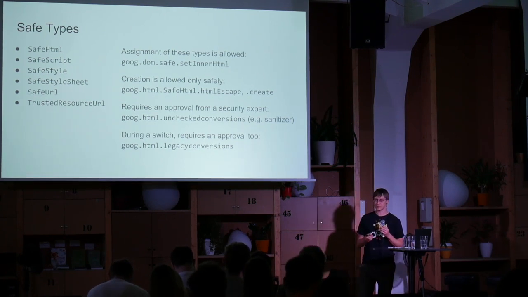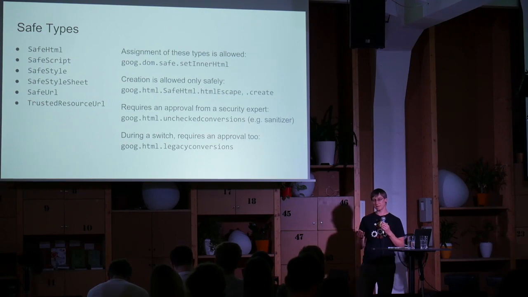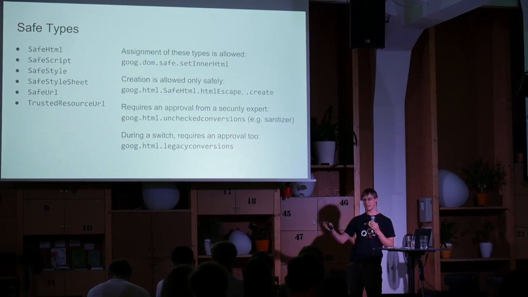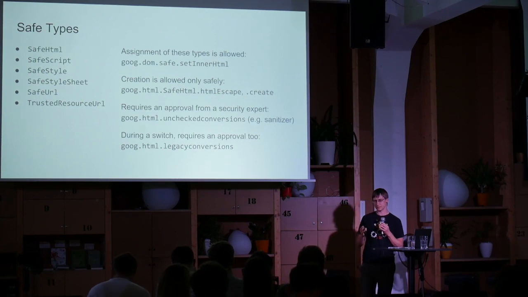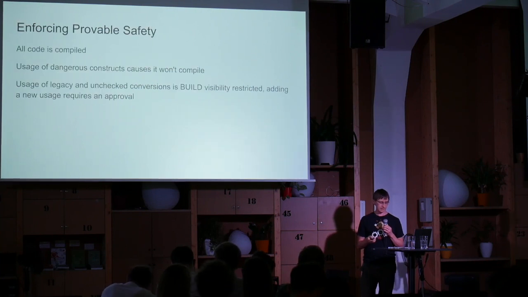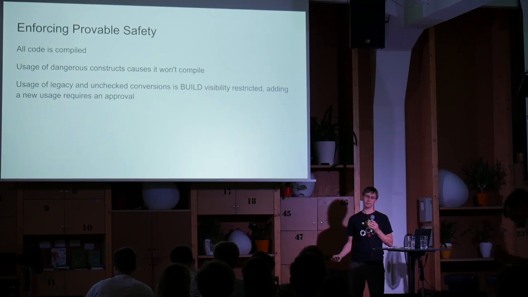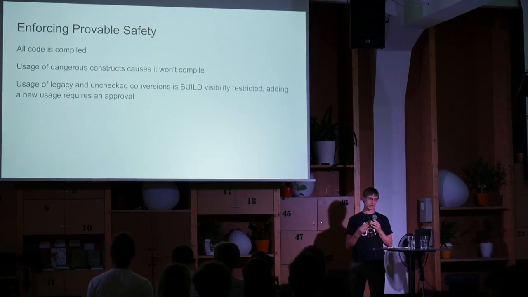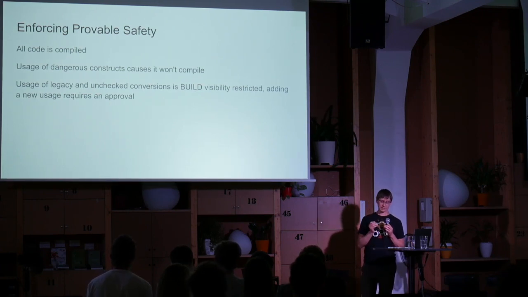And there's one more conversion, which is legacy conversion, which is basically used during a transition period, where we introduce a new API that is safe, and we want to ban the old API, right? So we convert everybody to provable safety if possible, or we use legacy conversion to convert them to the new API so that we can ban the old API. As I said, all code at Google is compiled, and we have hooks to all compilers to check if you don't use the dangerous constructs.